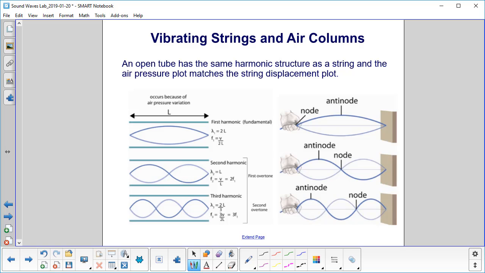An open tube has the same harmonic structure as a string. Here's our string being plucked over here. And this is why we switched to an air pressure plot on the previous slide. Here's the air pressure picture. And hopefully you can see how that exactly matches what's going on with the string for n equals 1. Then you go to n equals 2, where you fit a whole wavelength into the length of the pipe, and that works just the same for the string.